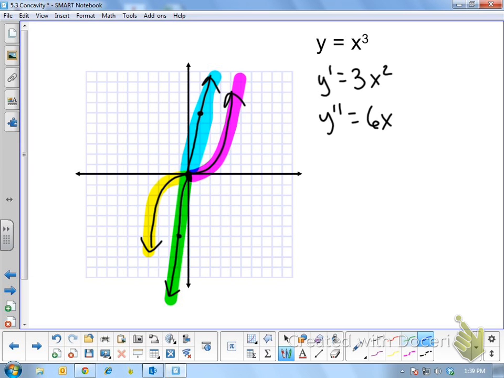It's increasing overall because when we talk about increasing and decreasing, we always travel from left to right. So left to right, I'm going up. So we can say if y double prime is less than 0, y is concave down.